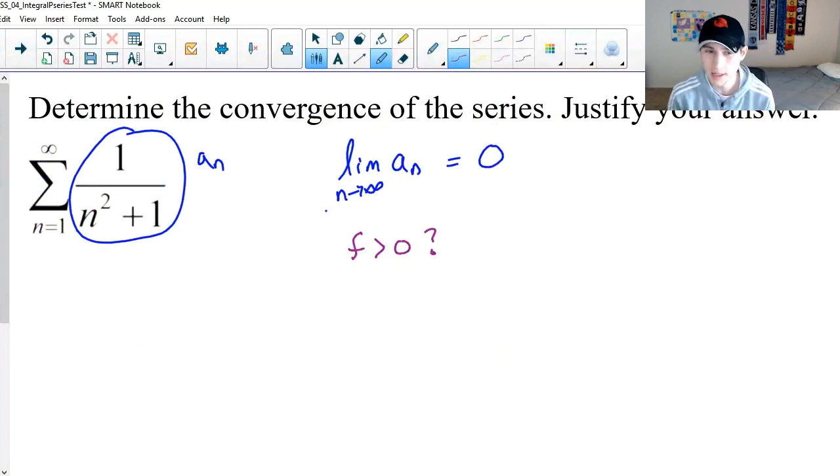All right, so I have to do all my checks first. So is f positive? Remember, we're plugging in numbers that are 1 and greater, the natural numbers. So n squared plus 1, 1 divided by that. Yeah, for sure. Those will always be positive numbers. If you need to graph it to double check, do so.